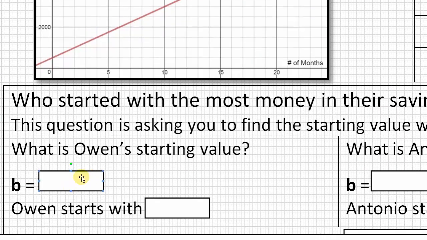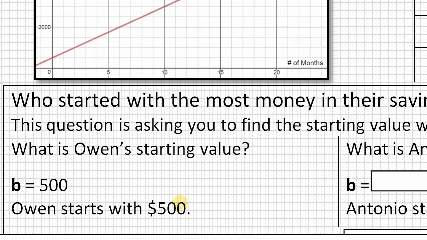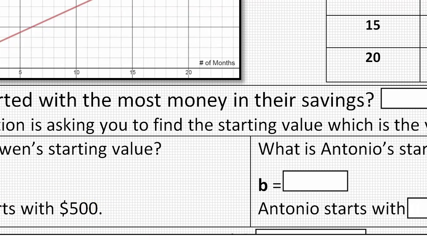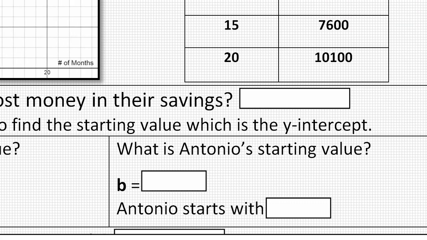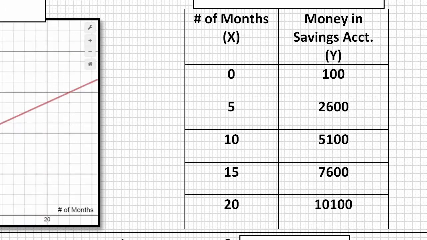So Owen, his B value is 500. So we could say, well, Owen starts with $500 in his savings account. So what about Antonio? Let's take a look over here at Antonio. His data is represented in the table. So where are we going to find it here?